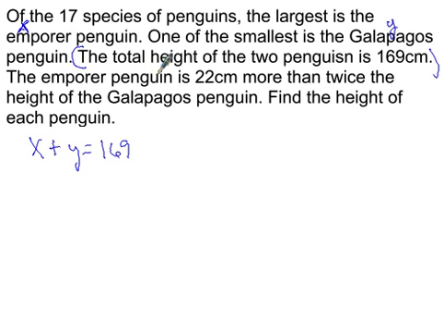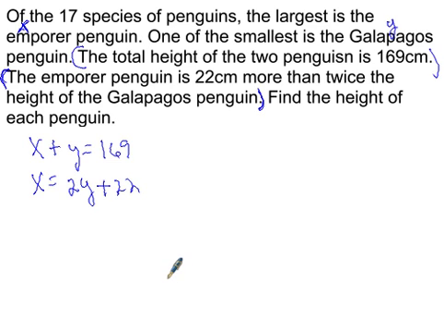Okay, so the emperor penguin is 22 centimeters more than twice the height of the Galapagos penguin. So let's turn this sentence into an equation. x equals 2y plus 22. So x, which is the emperor penguin, is 22 more than twice the height of the other one. So 2y plus 22.